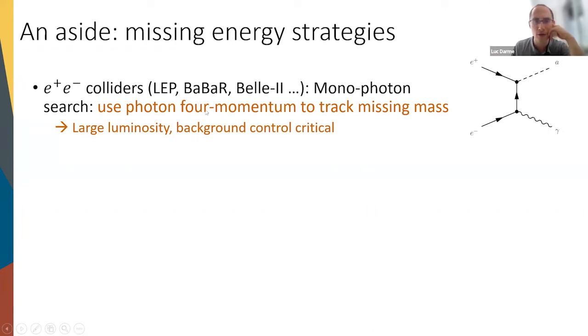This is what e+ e- colliders do, like LEP, BaBar, Belle II. They look for a monophoton search. You see that you have e+ e- and you emit an object here, and the photon there is very important because, given that you know the center of mass energy of this electron-positron pair, the four-momentum of the photon is actually tracking the missing mass of your particle here. That means that you can completely reconstruct your events, and you have a very good trigger by basically looking at a single monophoton, which is highly energetic.